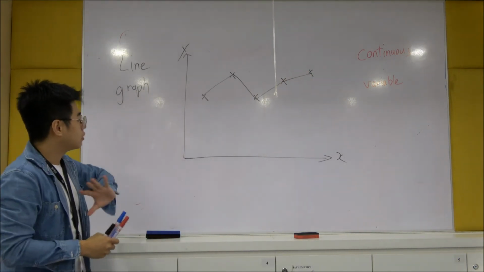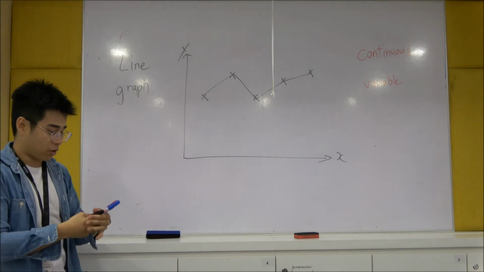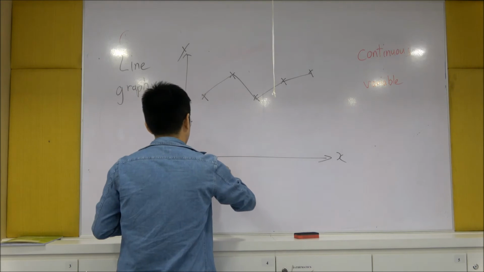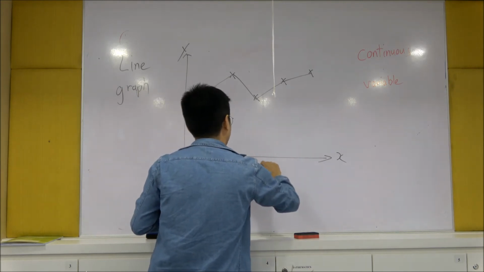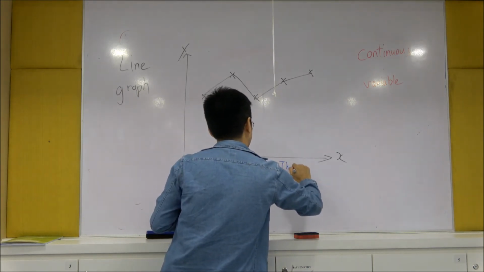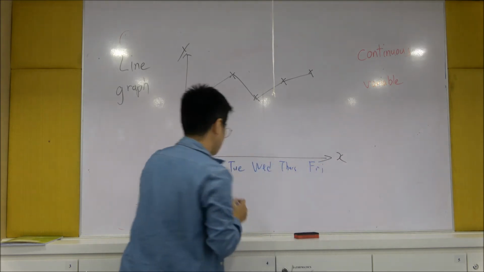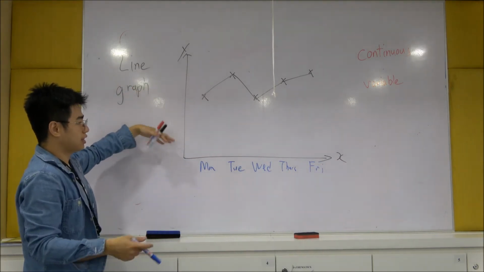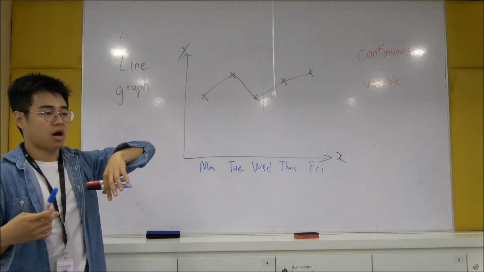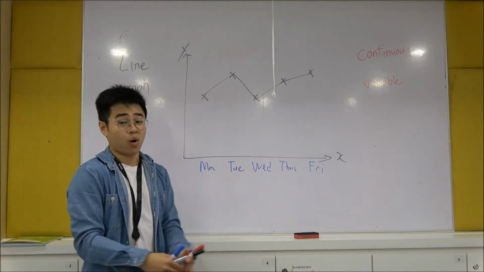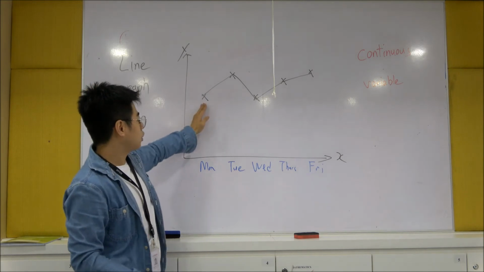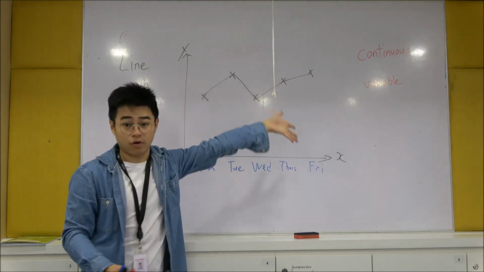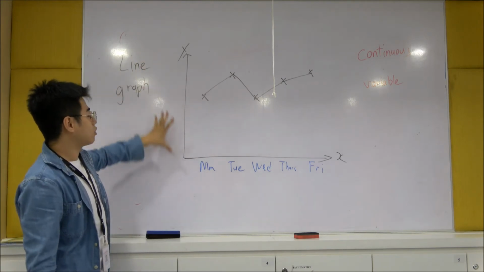So, for example, let's say on the x-axis, we're looking at days of the week: Monday, Tuesday, Wednesday, Thursday, Friday. For the y-axis, maybe we're measuring the number of hours of TV that I watch. So Monday I didn't watch as much. On Tuesday I watched a lot. Then on Wednesday, so on and so forth. So this is a line graph.